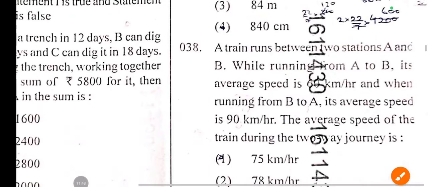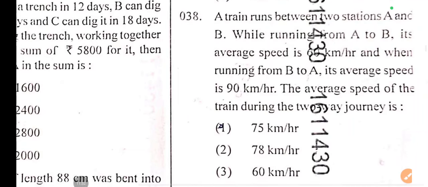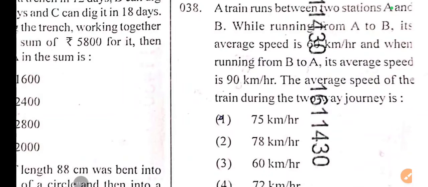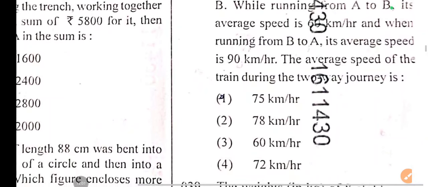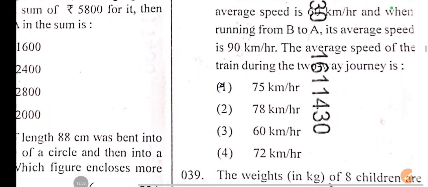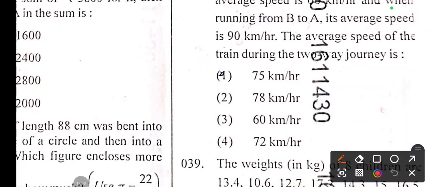Question number 38. A train runs between two stations A and B. While running from A to B, its average speed is 60 km per hour, and when running from B to A, its average speed is 90 km per hour. The average speed of the train during the two-way journey is option 4, 72 km per hour.